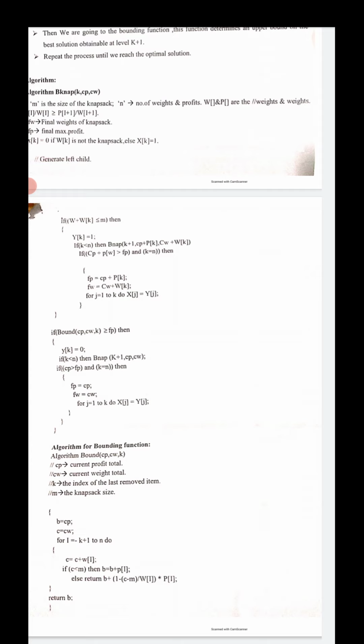For j equal to 1 to k, do x[j] will be assigned y[j]. Then finally we close the brace. This is the algorithmic representation of the bounding knapsack problem.